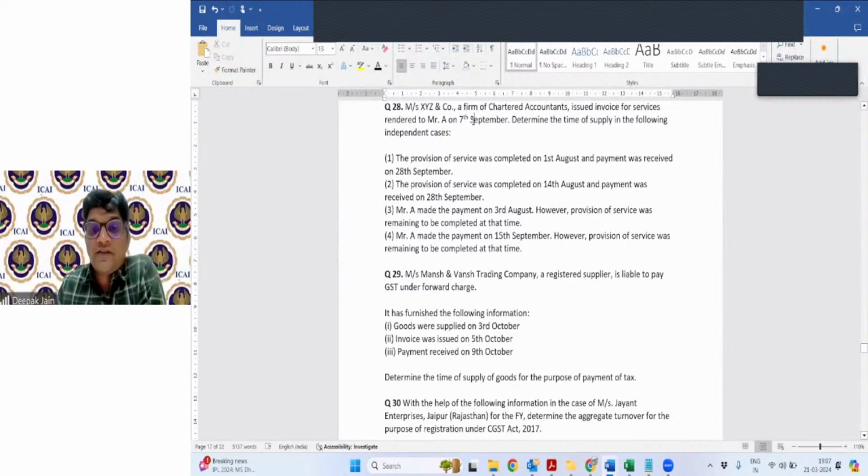Issue of invoice on 7th September. Okay. And service was completed on 14th August. So you have to issue the invoice within 30 days. You have issued the invoice within 30 days. So 7th September becomes the time of supply. What is the issue there?